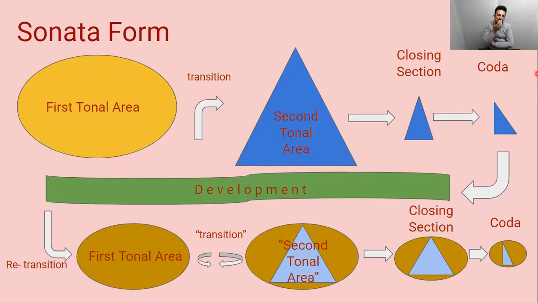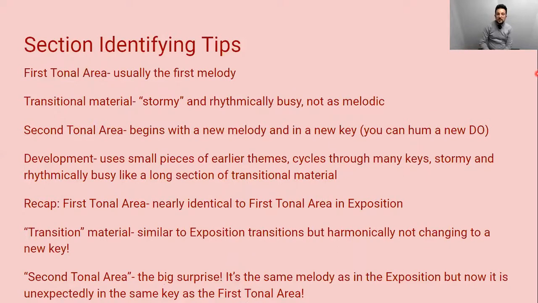Now, you might notice that some symphonies are easier to find these parts in than others, and some are a little bit difficult, but there is sort of a formula to do this. The first tonal area when you're listening to a piece of music is usually the first melody. Then there's transitional material, like stormy, rhythmically busy, and it's not melodic. Like you can't really sing it that well, or you don't remember the melody as much. The second tonal area begins with a new melody and a new key. For example, in the Beethoven that we just listened to, the new key is E flat. That's a new do that we could sing. It's a new home note.